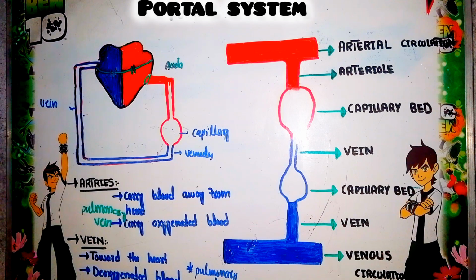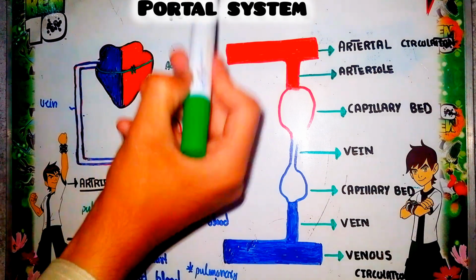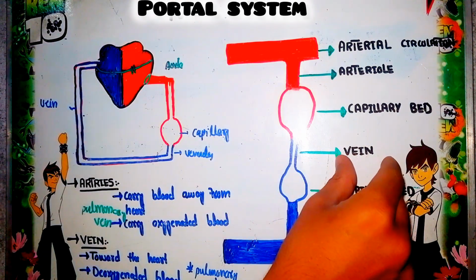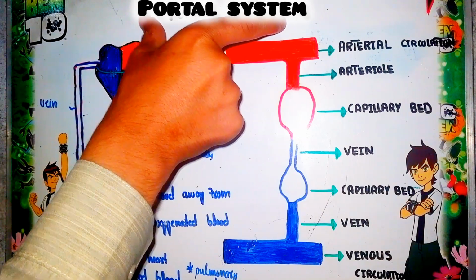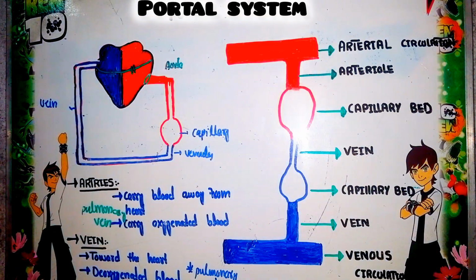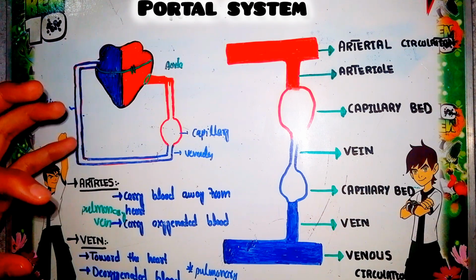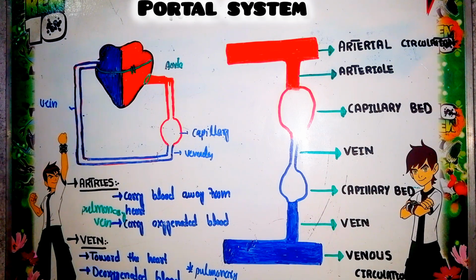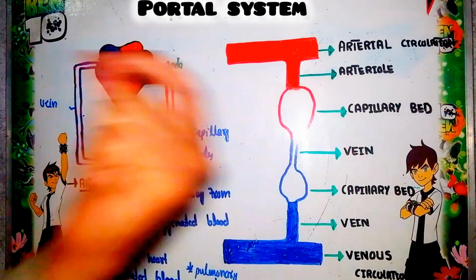So such type of vein we call a portal vein, and this portal vein forms a system that we call the portal system. Now, as you have learned about the portal system, the vein, instead of going towards the heart, enters into another capillary bed. Such a vein is called a portal vein.